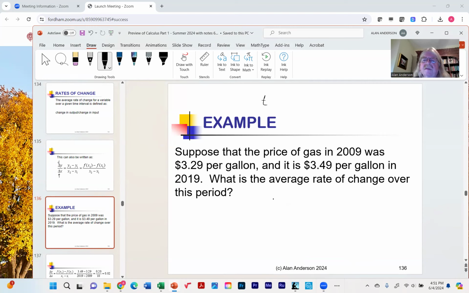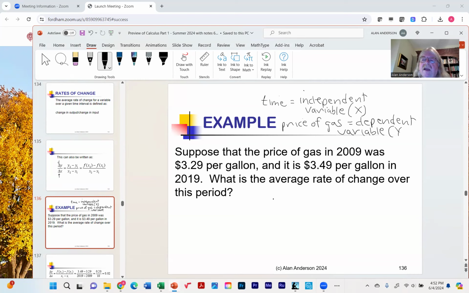The year or time is the independent variable, or X, because it's the passage of time that we're assuming is responsible for prices changing. Okay, so therefore, the price itself, the price of the gas, is the dependent variable, which is, of course, Y. Okay, if you get that backwards, obviously you're going to get the wrong answer.